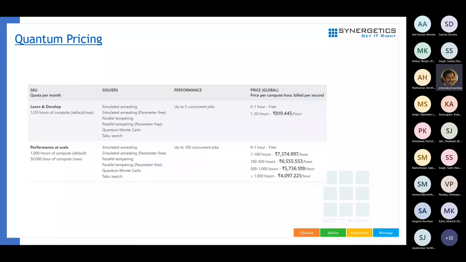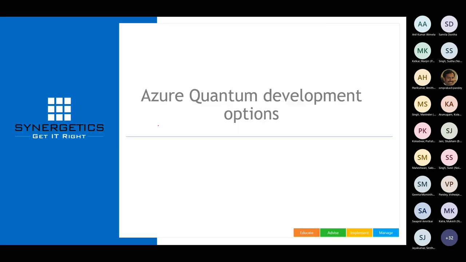I already discussed about the pricing. The reason why I went over there is because the pricing keeps changing. Let's go to the next important section over here, which is Azure Quantum Development Options.